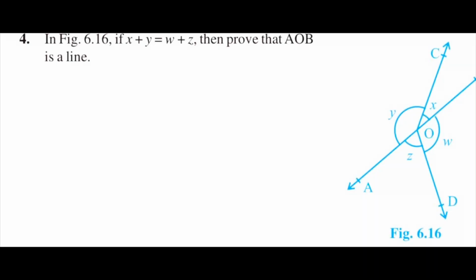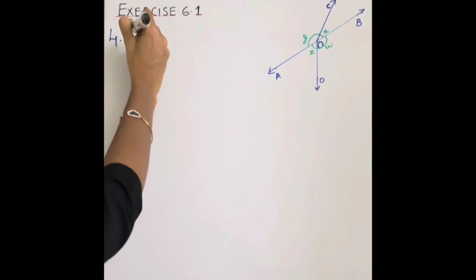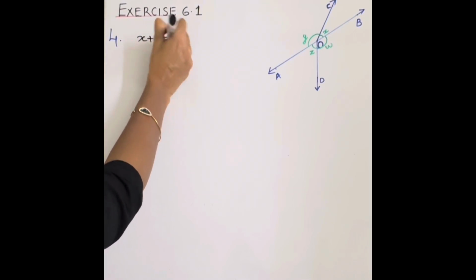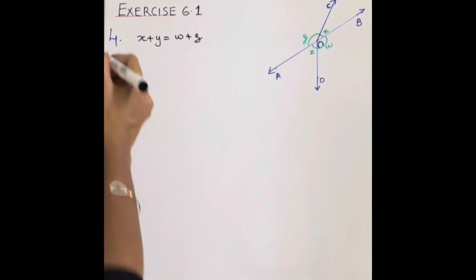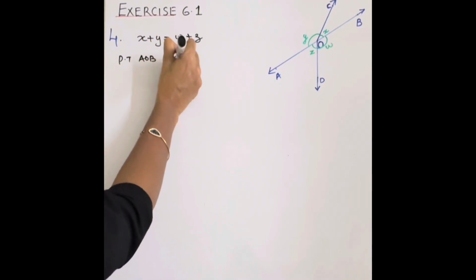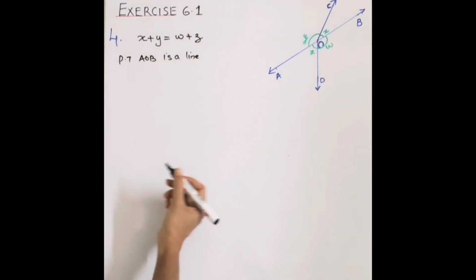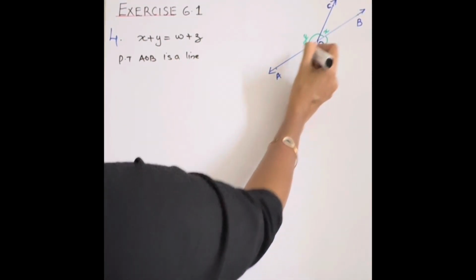Now let's solve question number 4. First, let's read the question. In figure 6.16, if x plus y is equal to w plus z, then prove that AOB is a line. So it's been given that x plus y is equal to w plus z, and we have to prove that AOB is a line. So let's first see the figure. You see AOB, and we have to prove AOB is a line.